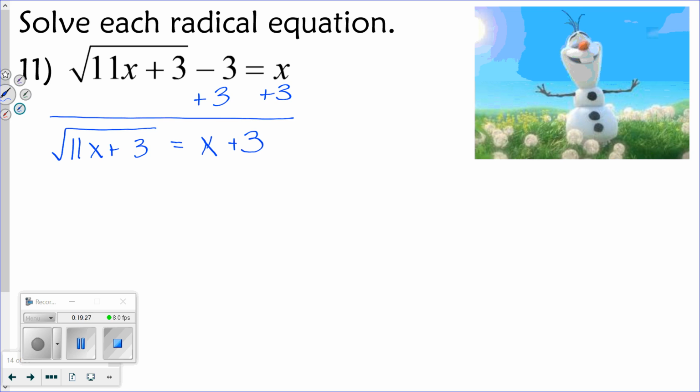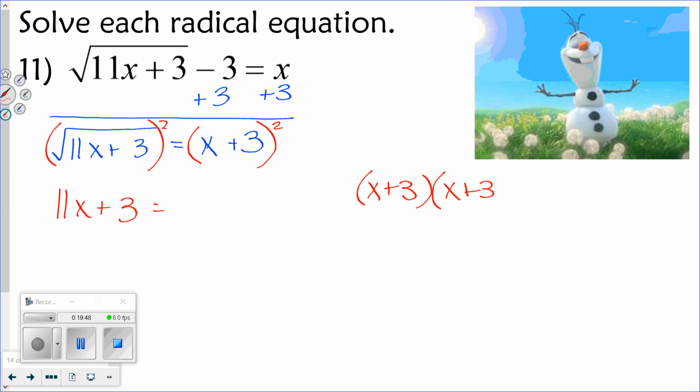Let's talk. I know I need to square both sides, so this will just give me 11x plus 3. What's it mean when you have a whole quantity squared? It means I have 2 of them. So what do I have to do with that? I distribute this.